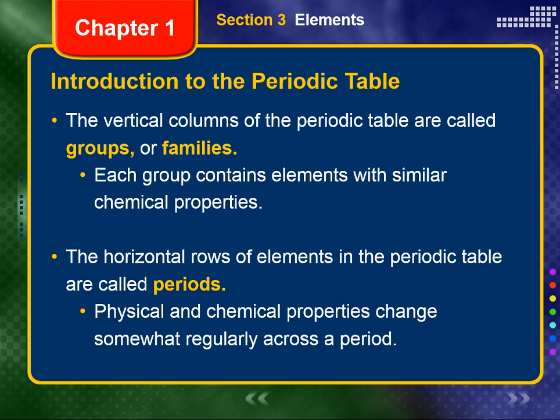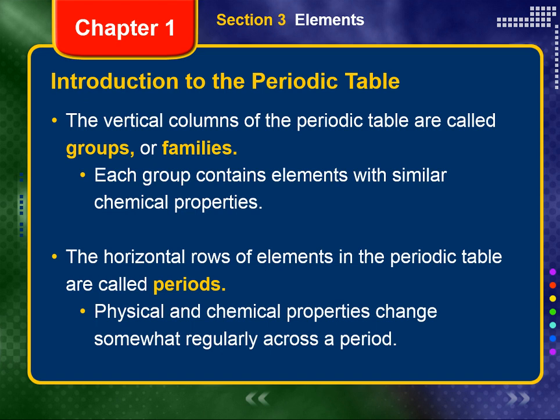The two major categories of elements are metals and nonmetals. Metalloids have properties intermediate between those of metals and nonmetals. The horizontal rows of elements in the periodic table are called periods. Physical and chemical properties change somewhat regularly across a period.